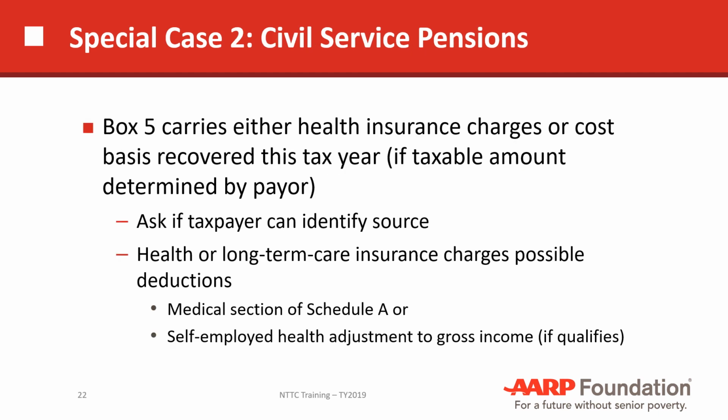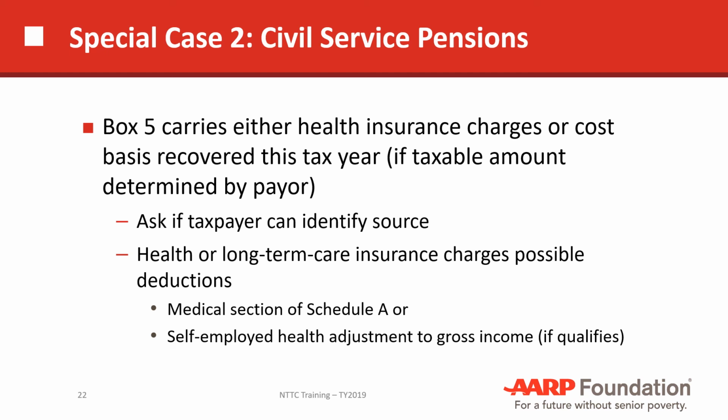Civil service pensions. Box 5 is either health insurance charges or basis recovered this tax year, if the taxable amount is determined by the payer. So you need to ask the taxpayer about box 5 if you see an amount there. Ask if they can identify the source, whether it be health insurance or whether it be their basis that they paid in that particular year.